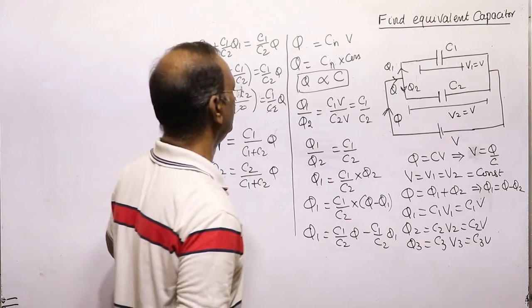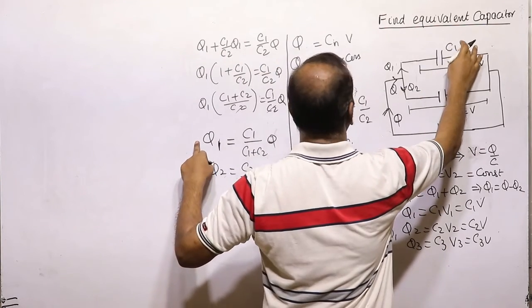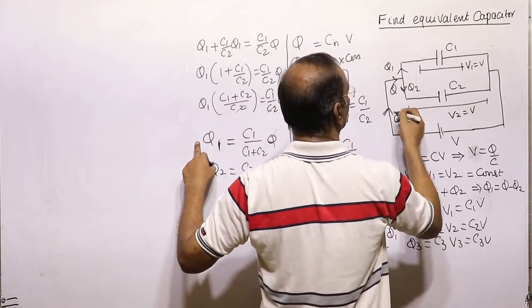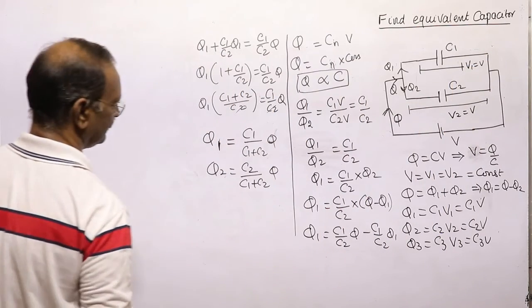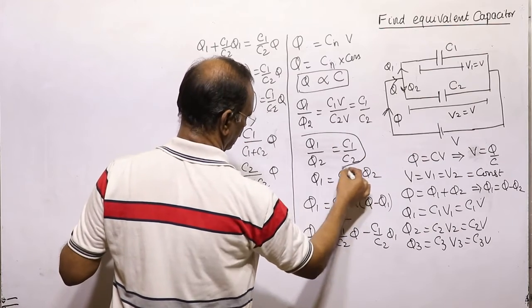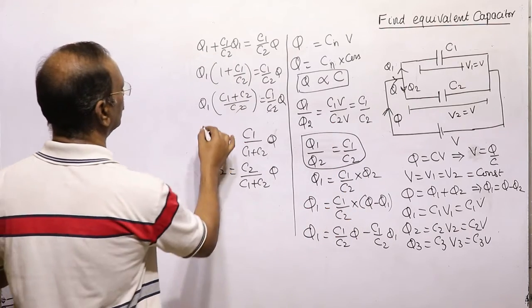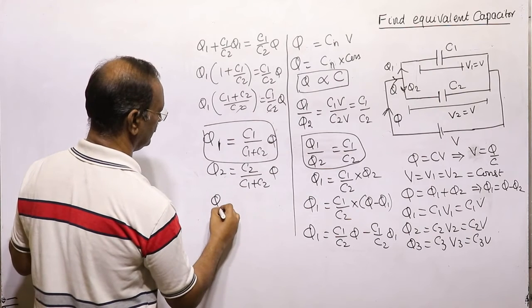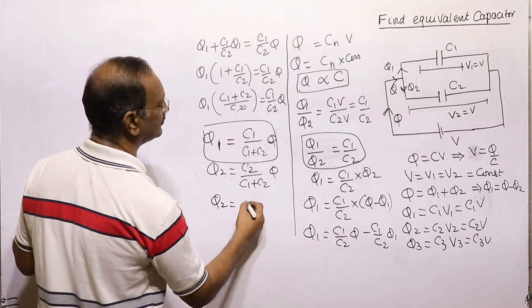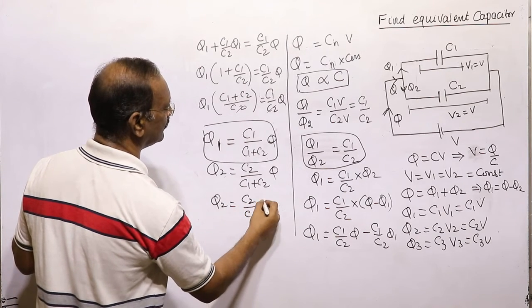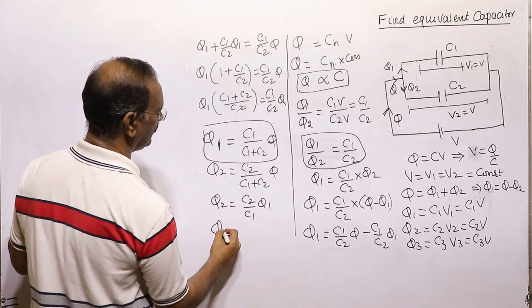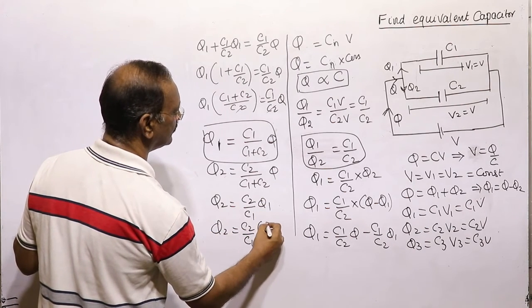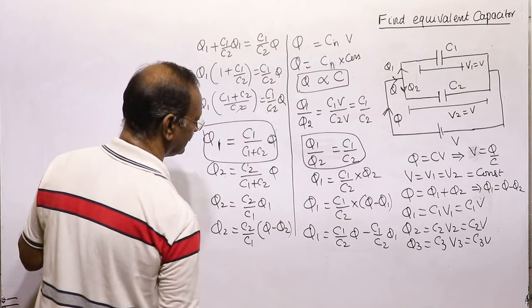How do we find this? It is the same capacitance divided by the addition of these two, into the common charge. Let us take Q2 from this equation. We have found Q1. What about Q2? From that equation, Q2 is equal to C2 by C1 into Q1, and Q1 is equal to total charge minus the second charge.